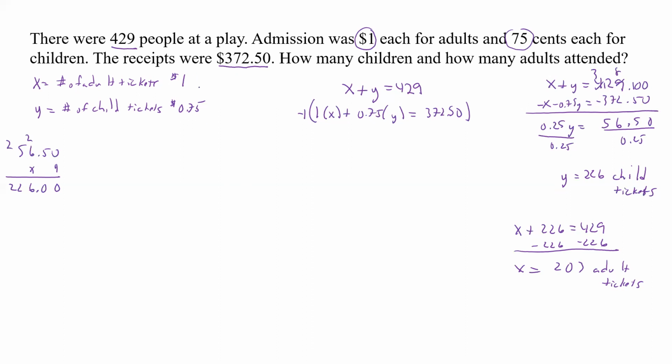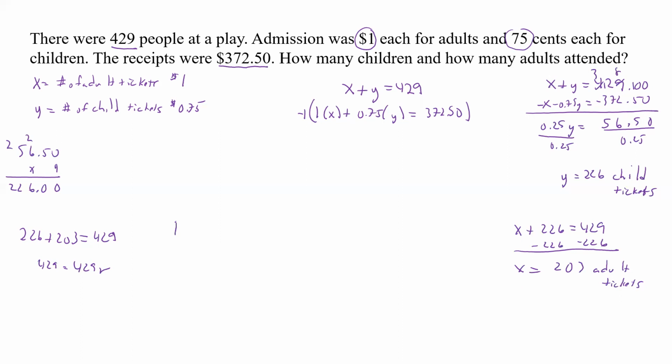Now what we have to do is check. Does 226 plus 203 equal 429? So that's the first one. 226 plus 203 equal 429. Well, that's going to be 2 and 2 is 4, 2 and 9. So that's 429 equals 429. So that one checks. And now I have to plug it into this equation.